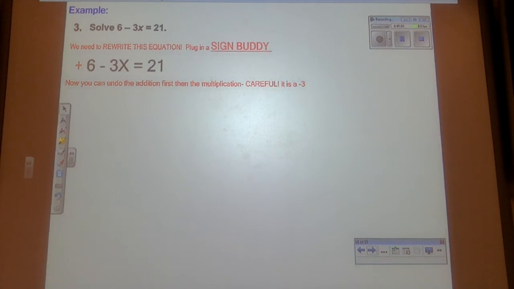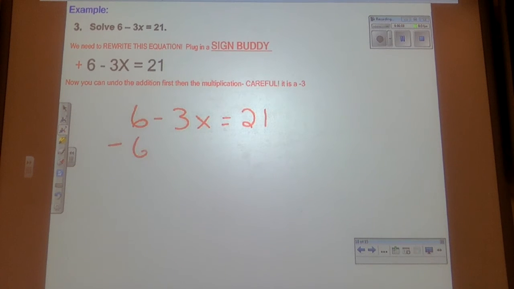All right, so solve 6 minus 3x equals 21. You will need to rewrite this equation, plug in a sign buddy so we know that our 6 is positive. So we have 6 minus 3x equals 21. We're subtracting our 6 because it is positive, so we need to get rid of it. So we're subtracting. 6 is crossed out. We're left with -3x equals, what's 21 minus 6? 15. So now we're left with -3x equal to 15.